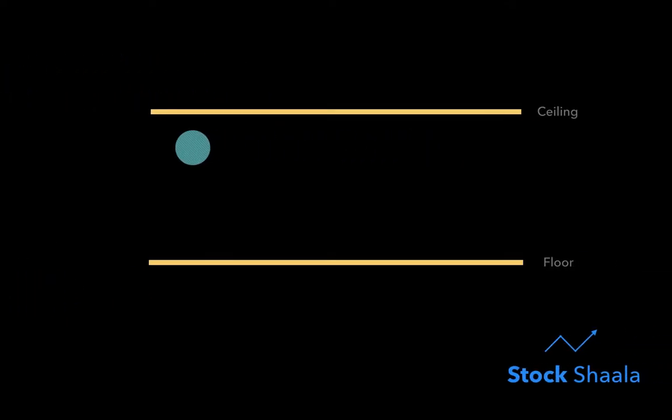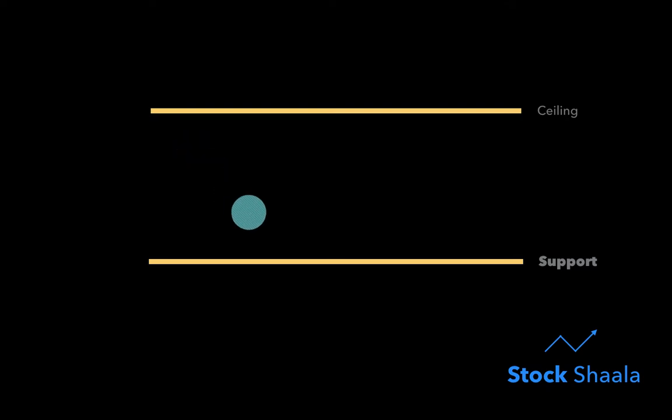Imagine bouncing a ball in your room. The room has two interesting levels, the floor and the ceiling. When you bounce a ball off the floor, the ball goes down on the floor and the floor pushes it back up. The floor here acts as a support and prevents the ball from going further down. When the ball bounces off the ceiling, it stops the ball from going further up and pushes it down. So the ceiling here acts as a resistance.